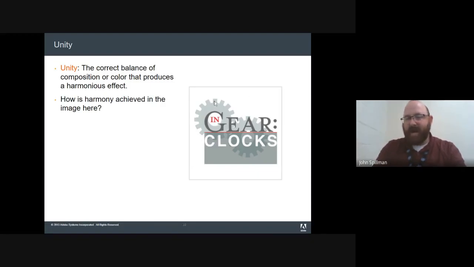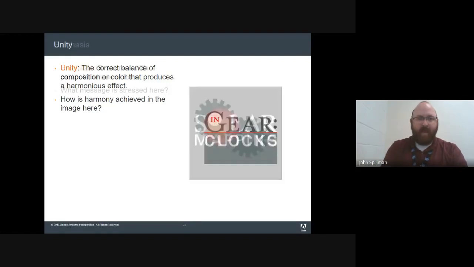So just kind of keep that in mind, that sometimes the message of the design can be connected to the actual visuals of the design, right? And that could be unity as well. And we'll look at more examples here in a little bit.